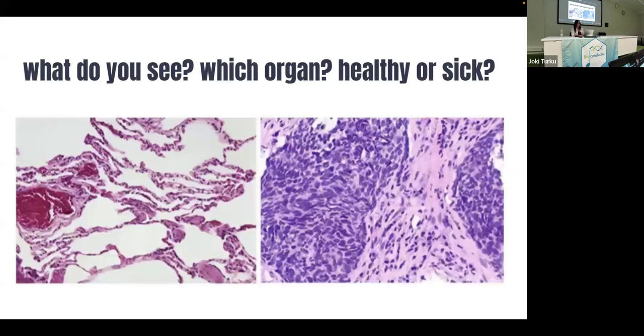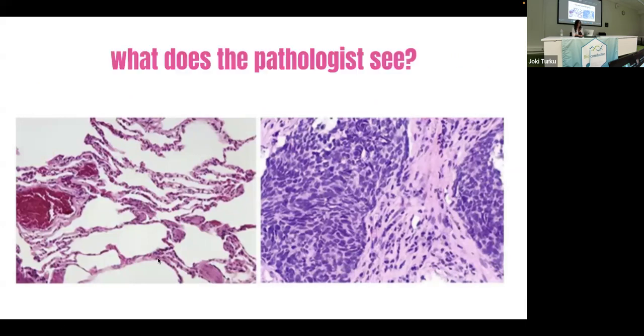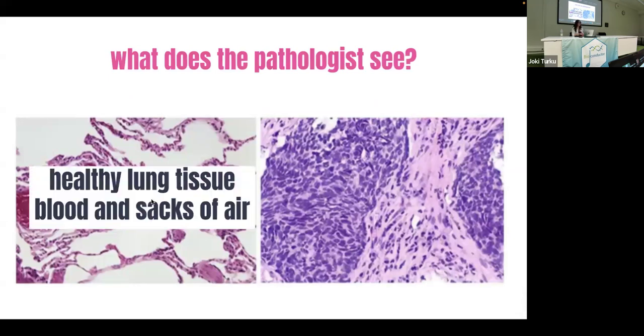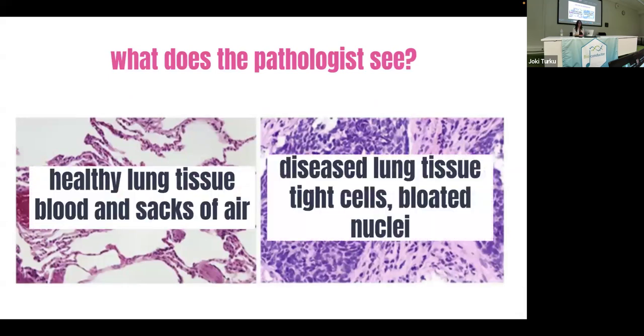So, for example, what do you see? Which organ, healthy or sick? I'm not a pathologist, so I'm not able to say anything about these images except for the shade of the color. But what a pathologist sees here is, for example, healthy lung tissue with blood or sacs of air. And here there is a diseased lung tissue with tight cells and bloating nuclei. A pathologist annotates these images, but sometimes we can also say this using models like foundation models or convolutional neural network models.